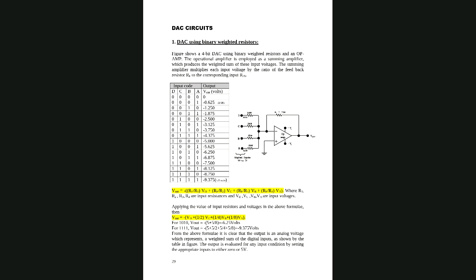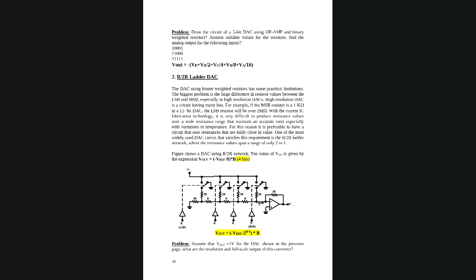So the resistor change is too much. I have a circuit in which one resistor is 1 kilo and another resistor is 1024 kilo ohm. Or assume the 8-bit case: the first resistor is 1 kilo and the last resistor will be 128 kilo. With so much change, 256 kilo, 512 kilo, then 1024 kilo, 1 mega ohm, this circuit will not work properly. It is not possible. We cannot maintain the ratios. This is the issue.